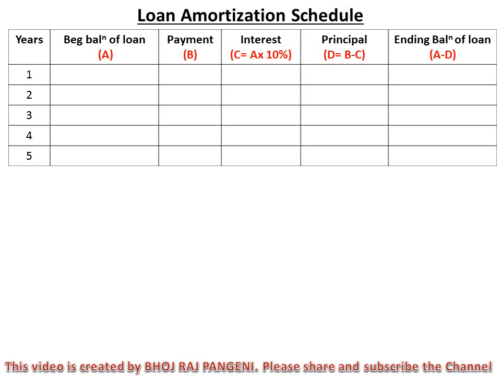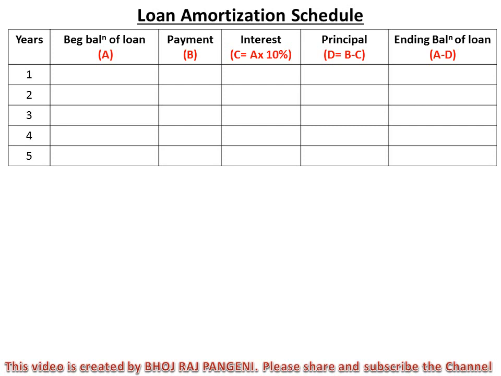So now it is time to calculate the ending balance of loan for year 1. A minus D. A means 10,000, the beginning balance of loan, and D means principal. Now A minus D means beginning balance of loan minus principal, that is 10,000 minus 1637.96. We get 8362.04. This is our ending balance of loan for year 1. I again say this is the ending balance of loan for year 1.